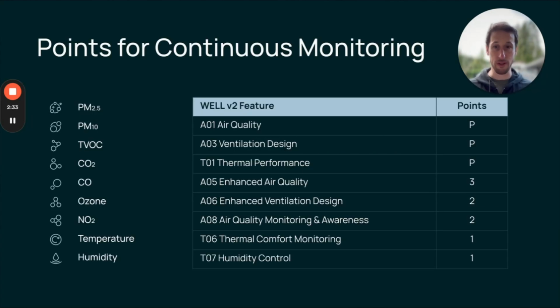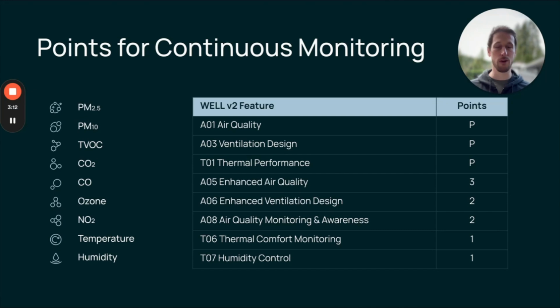So for example, if we look through the air quality and thermal comfort concepts, other than the preconditions, you can also receive 3 points for A05, there's 2 points for A06, another 2 points for A08, 1 point for T06, and another point for T07. So this is a ton of points. This is 3 preconditions and 9 optimization points using one single strategy. Now, of course, sensor data and continuous monitors are not the only way to get those points, but it is a single solution that can bring all of those points in together.